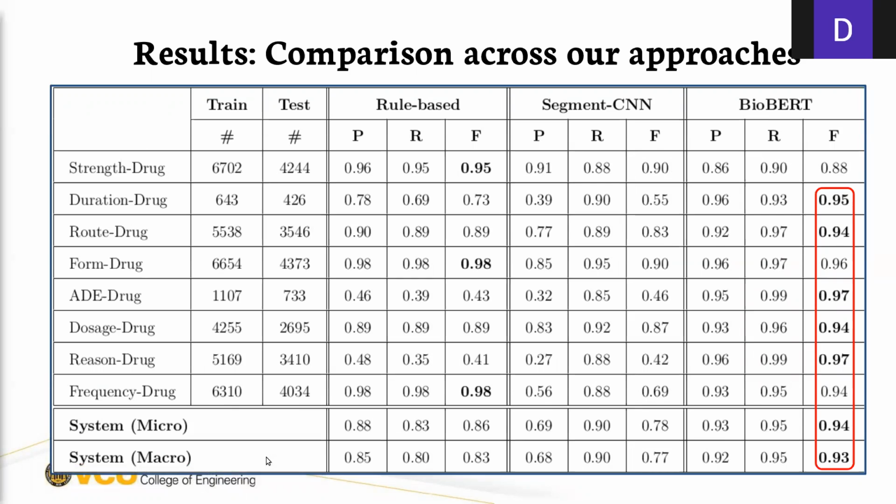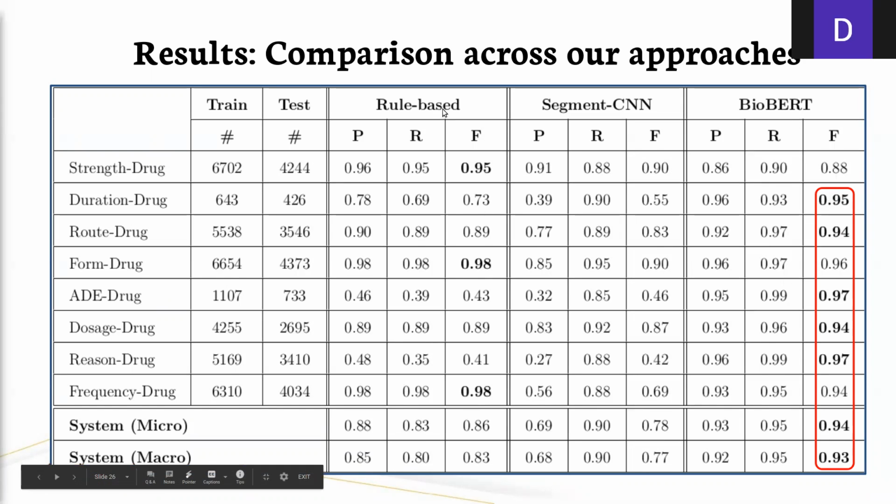In this table, we present the results of each of our three approaches. From the results, we can see that overall, the BERT-based model outperformed the other two approaches except for strength-drug, frequency-drug and form-drug, which did well with the rule-based approach. Also, the entity-drug pairs that performed poorly with other approaches, such as ADE-drug, reason-drug, and duration-drug, performed well with the BERT approach. We can see a higher precision and recall for almost all categories.